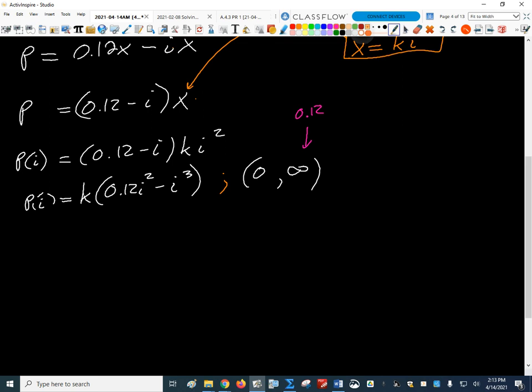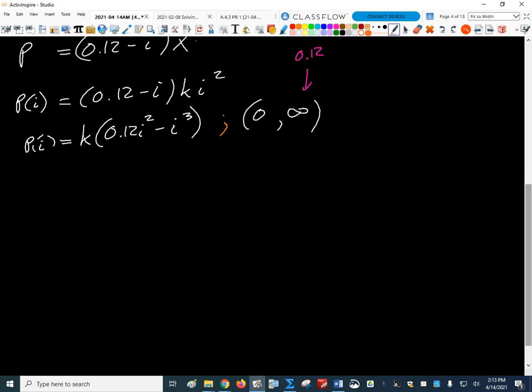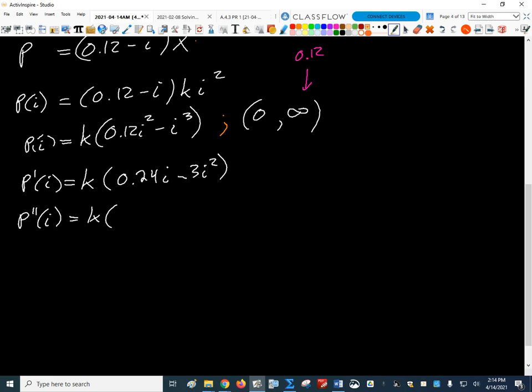So now we would just differentiate and make our table. Now we're in math mode, just in calculus mode. So P prime of I, we just leave that constant K out front, right? And then we get 0.24 when I bring the 2 down, 0.24I minus 3I squared. P double prime of I would just be K times 0.24 minus 6I.